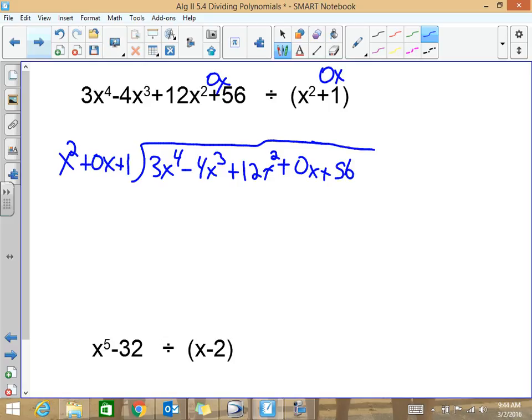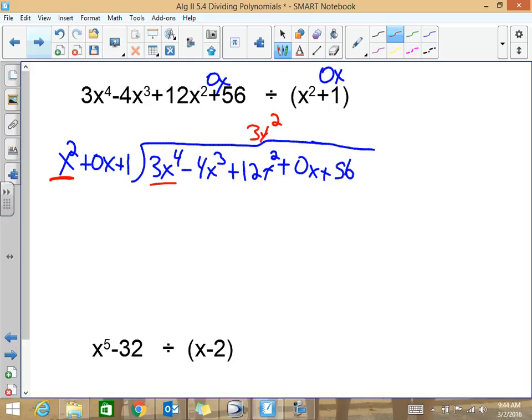Okay? Very good. All right, so now, to start this, we first say, what do we have to multiply x squared by to make it equal to 3x to the 4th? So raise your hand about that. Taylor? 3x squared. Does everybody agree with that? So again, since it's 3x squared, we're going to start our answer at the x squared place. So we're going to put 3x squared right there.